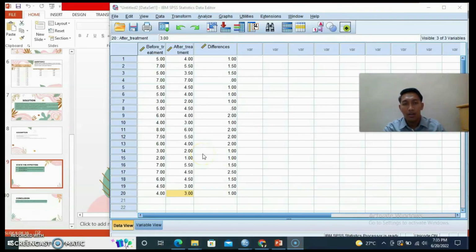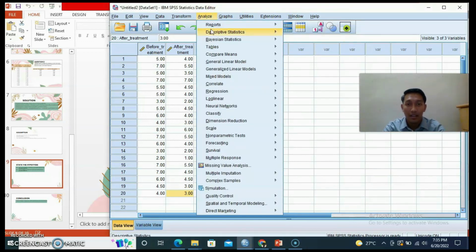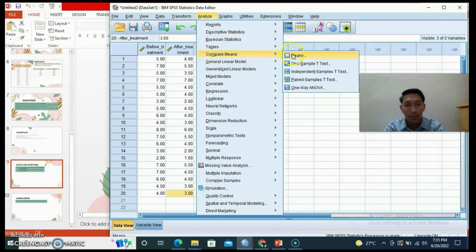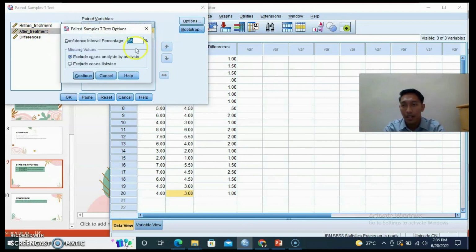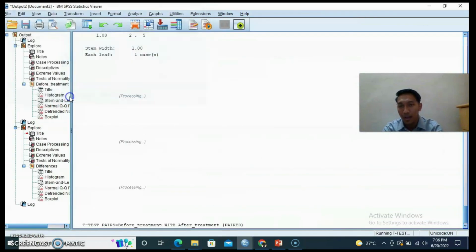Now we are going to do the paired sample t-test. For the first step, you need to go to Analyze, then go to Compare Means, and then Paired-Samples t-test. Before treatment, you key into the variable, and after treatment, you key into the variable, and then go to Options, and make sure the confidence interval percentage is 95%. Then continue and okay.